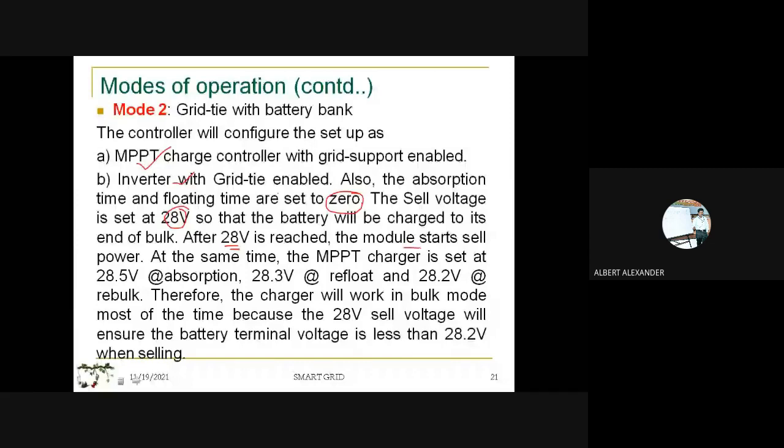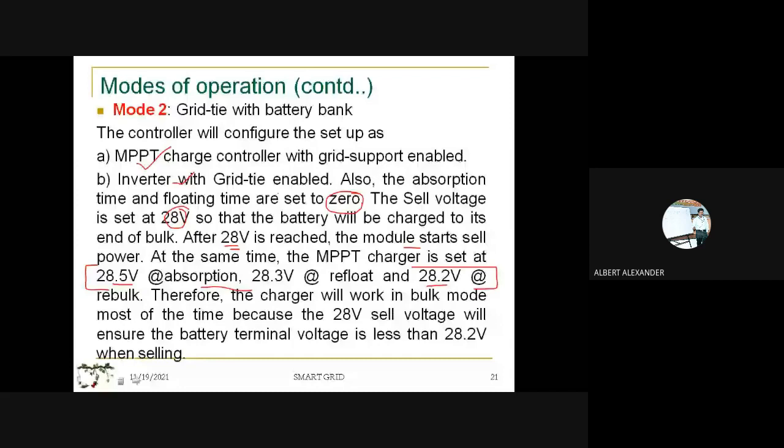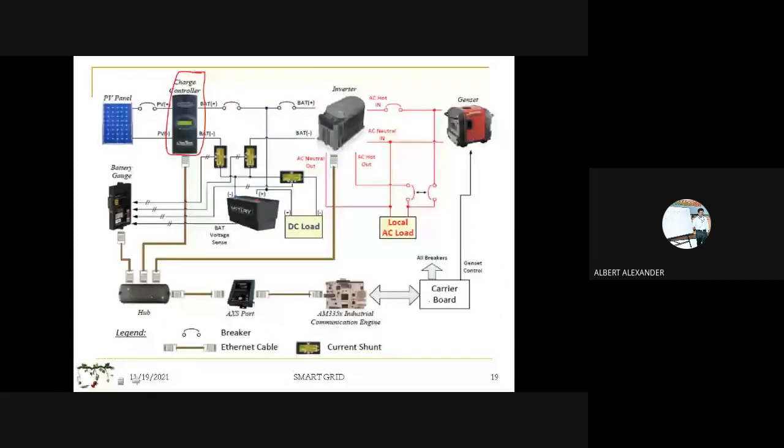Okay, so we are going to set the absorption as 28.5, float voltage as 28.3, and bulk voltage as 28.2. These voltages we are going to set, and based upon that, it will take the appropriate transition from bulk to float to absorption. The charging time will be very fast, accomplished only by setting these limits. If we are not setting the bulk, absorption or float, it is not proper. It's not possible. So how to set these limits? We are going to write a program.